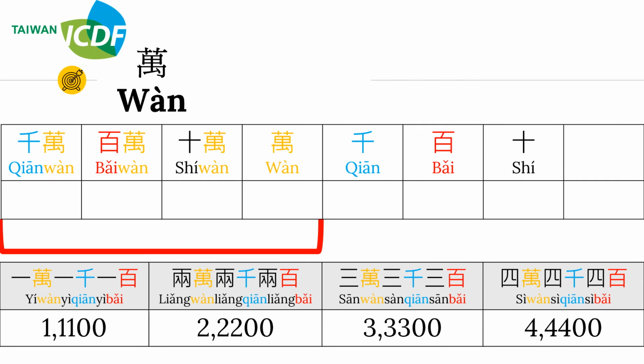If there are 一, 千, and 百 involved, for example, 一万一千一百, 两万两千两百, 三万三千三百, 四万四千四百.